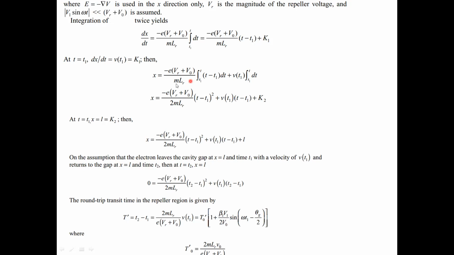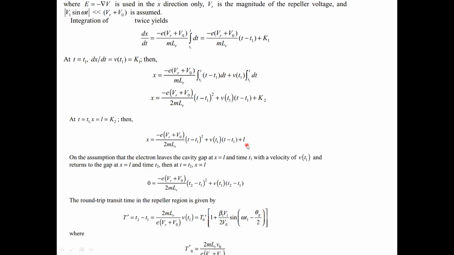So try to solve this integration step. Finally, I am directly writing x equals minus e VR plus V naught by, after doing the integration work. So this is the final equation I got. Now adopt this equation for our extension work. What is that extension work? At a time t equals t2 and the distance small x equals l, that should be another variable k2. Clear? So replace k2 by l.